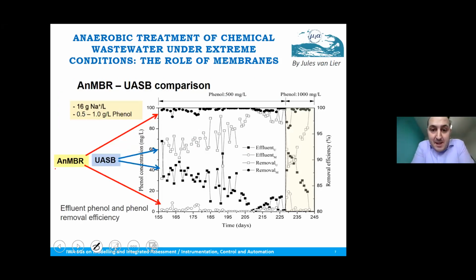And this is basically one of the main graphs showing the potential of the anaerobic membrane bioreactor compared to a conventional UASB reactor for the treatment of a wastewater with 0.5 to 1 gram per liter of phenol at a high salinity, where the anaerobic membrane bioreactor supported an almost complete removal of phenol, compared to the UASB reactor that showed an incomplete but rather improved phenol degradation.